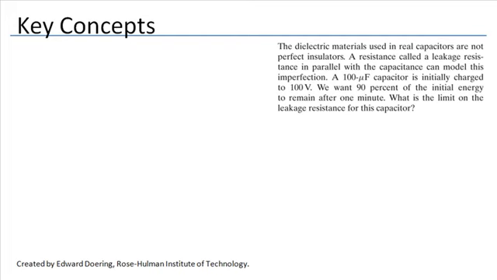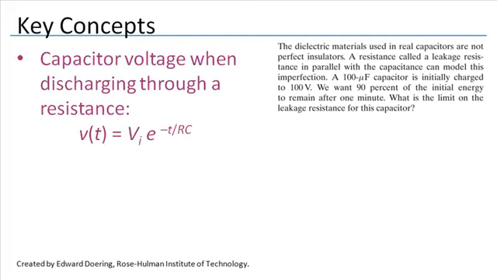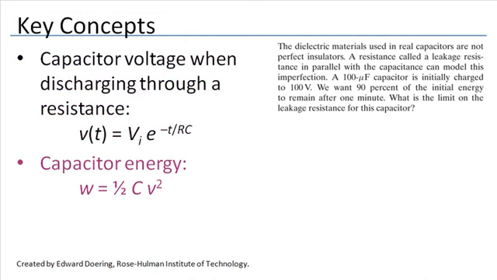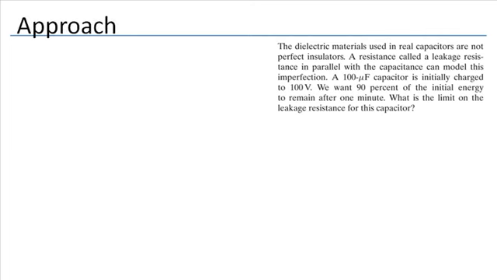In this problem, we look at leakage effects associated with real capacitors. Important concepts include the capacitor voltage when discharging through a resistance, and the capacitor energy. Let's review the basic facts from the problem statement.